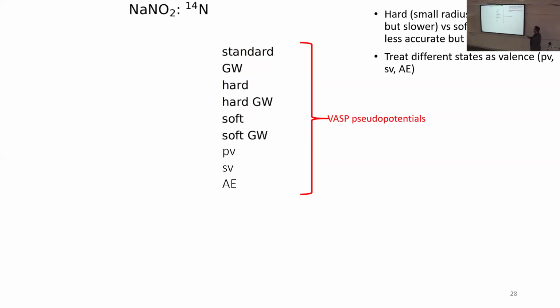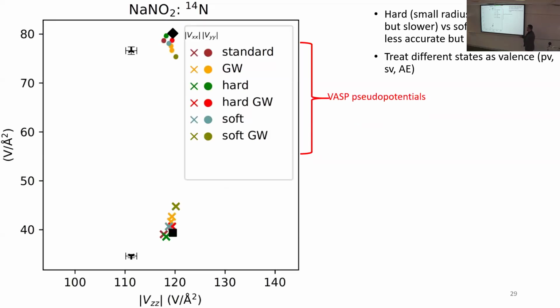Yeah, so in this case, I want to talk about how we did calculations for sodium nitrite. In sodium nitrite, we have the quadrupolar nucleus, which is nitrogen-14. And so what I did was calculations for this material by varying the pseudopotential for nitrogen over all these different pseudopotentials, but holding the sodium and the oxygen constant. And these are the results.